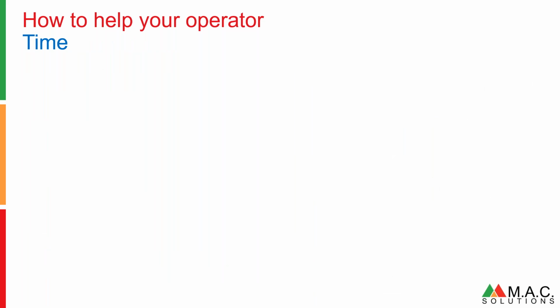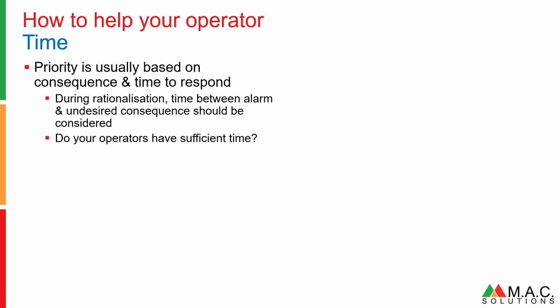So, how to help your operator? Make sure they have time to respond to alarms. Priority is generally based on the consequence that will occur if you fail to respond to an alarm and the time the operator has to respond. So you need to consider those things during rationalization. Do your operators have sufficient time between an alarm occurring and the undesired event? Do they have plenty of time to actually respond to that alarm?